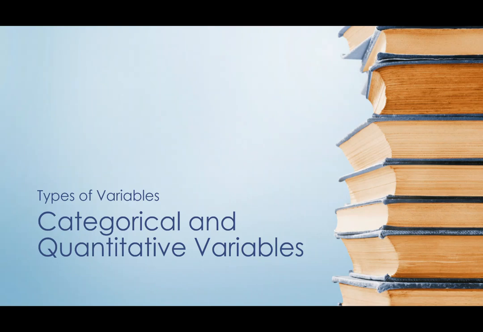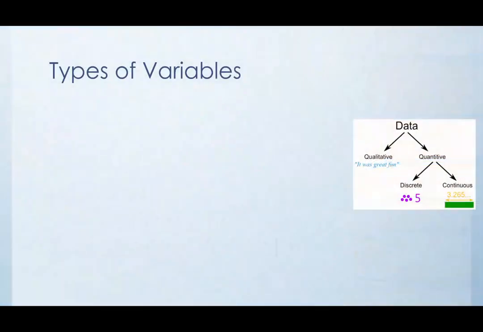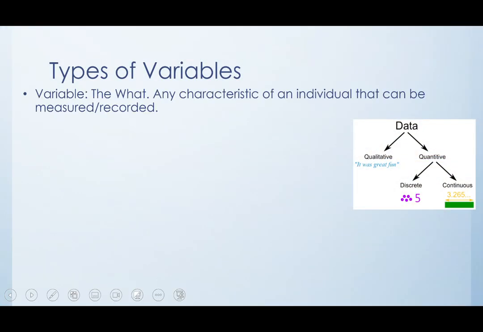All right, so next up we're going to be talking about types of variables. Our main types of variables are what are called quantitative and categorical. So what's a variable? This is the what, right? Any characteristic of an individual that can be measured or recorded. So as I said, there's two types.